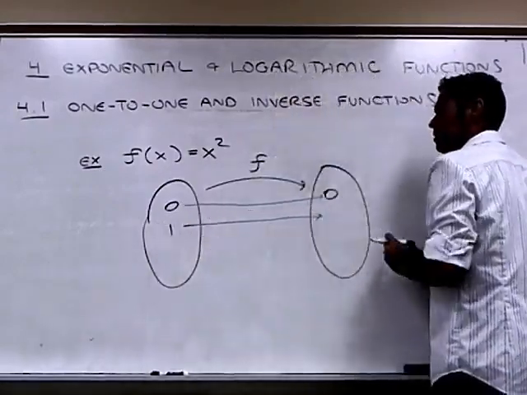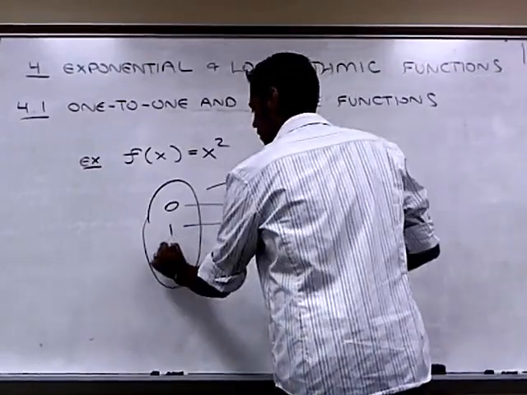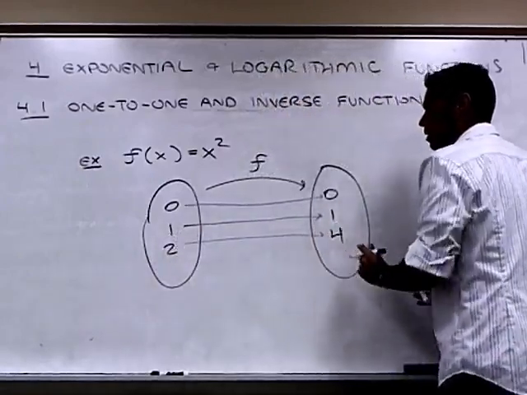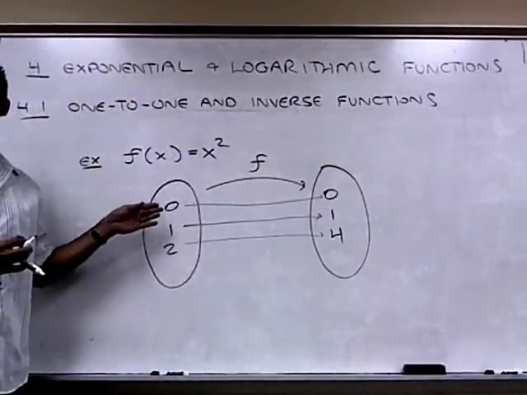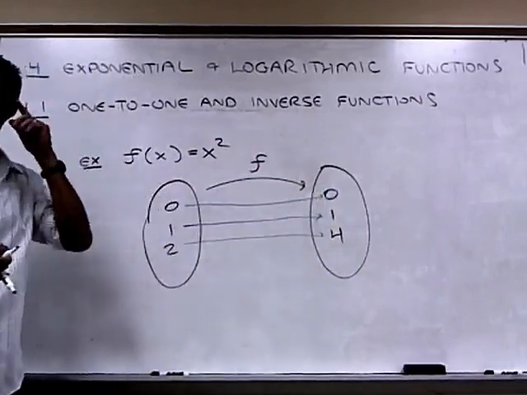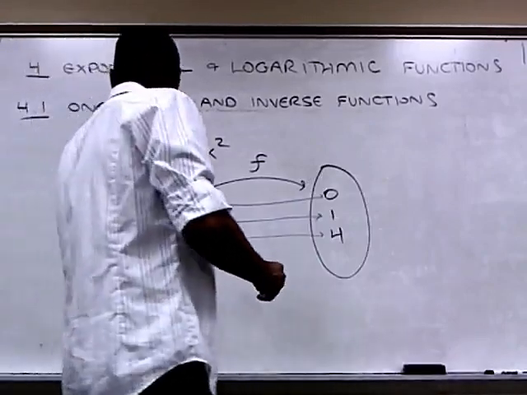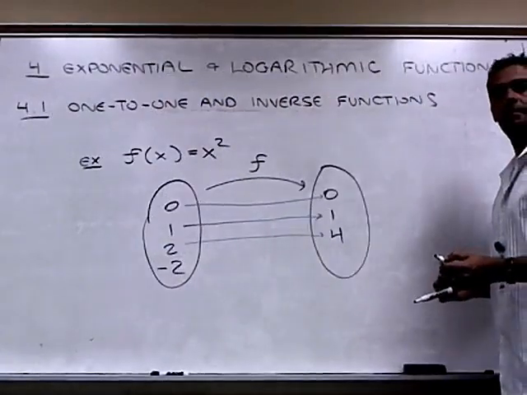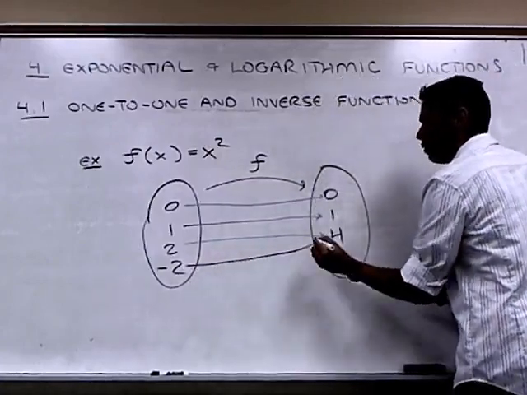1 squared is 1, right? How about 2? 2 squared would go to 4. So this idea of one-to-one means that one input goes to one output, all right? 1 goes to 1. So far, does it look like it's one-to-one? One input, one output. Yes? Okay, what if I plug in -2? Where does -2 go? 4, right? -2 times -2.